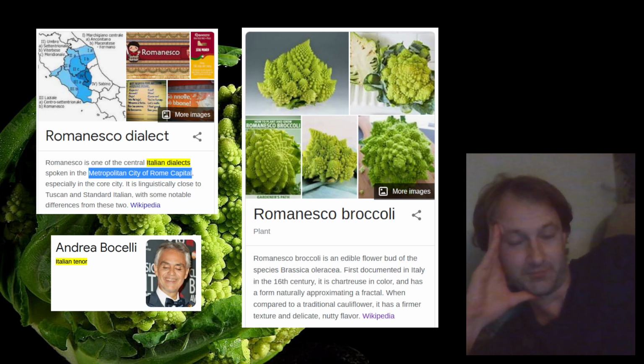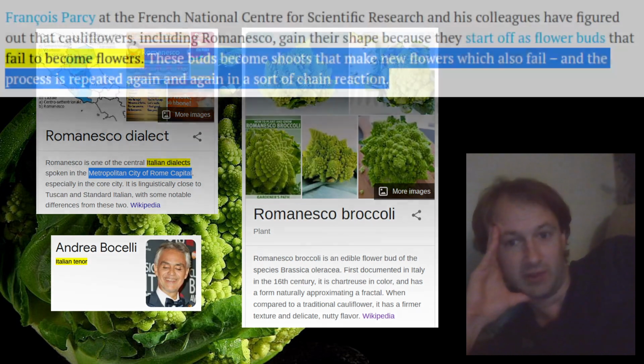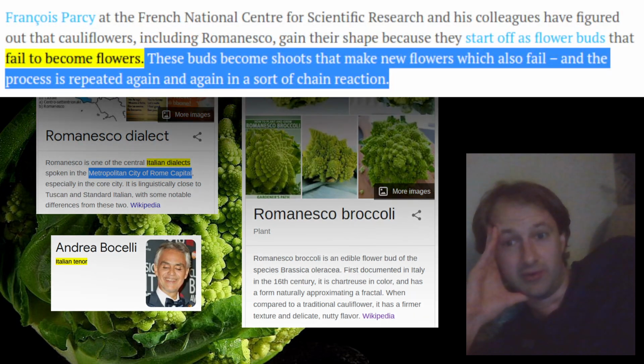So let's see. Yeah. So I will read a bit about it. I will leave a link to an article. But I found the most interesting parts of the article, so you don't have to look through it yourself if you don't want to. So the article describes how this Romanesco broccoli is created, okay?